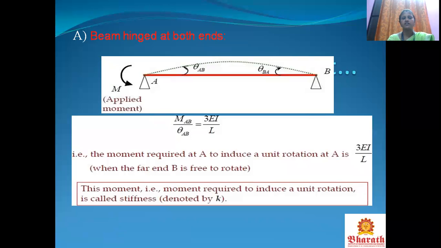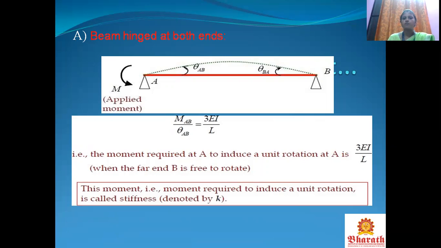Next we are going to see condition number 1, that is a beam hinged at both the ends. Look at the picture. Here in this picture, both ends are hinged. AB is a member. In such a case, when a moment M is applied, the stiffness formula is the moment for the member AB divided by the slope formed. The formula for stiffness for this type of condition is 3EI by L. Here E is Young's modulus, I is moment of inertia, L is length of the member.